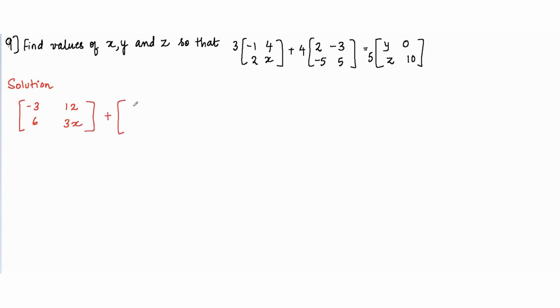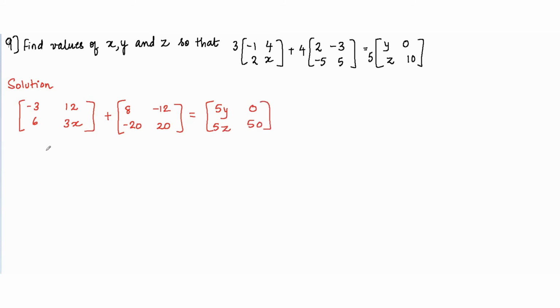Plus I would have 4 times 2 is 8 and 4 times -3 is -12. 4 times -5 is -20 and 4 times 5 is 20. This is equal to, let's multiply 5 with all the elements. So I have 5y, I have 0, I have 5z and I have 50, right?